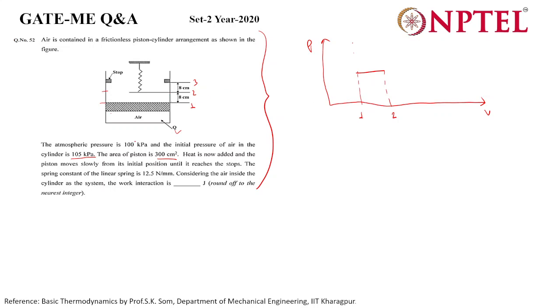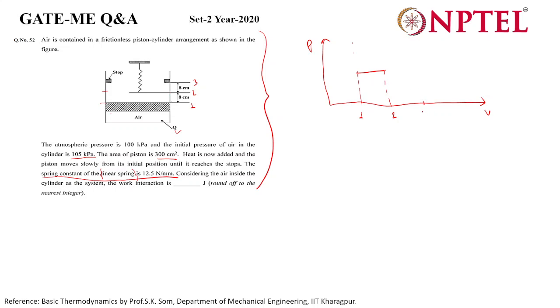And after that it is written that heat is added and the piston moves slowly from the initial position until it reaches the stops. The spring constant for the linear spring is this much. So here the linear spring is important, right? Because from here we would know how the pressure is varying. So linear spring means, can anyone explain what would be the shape of the curve here? Sir, straight line, positive slope.